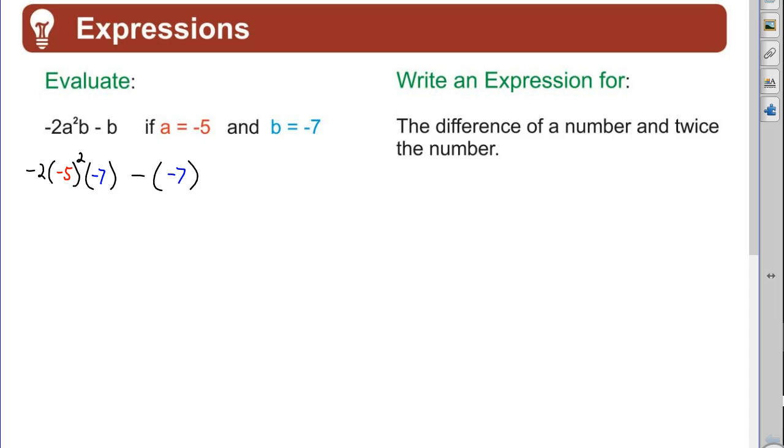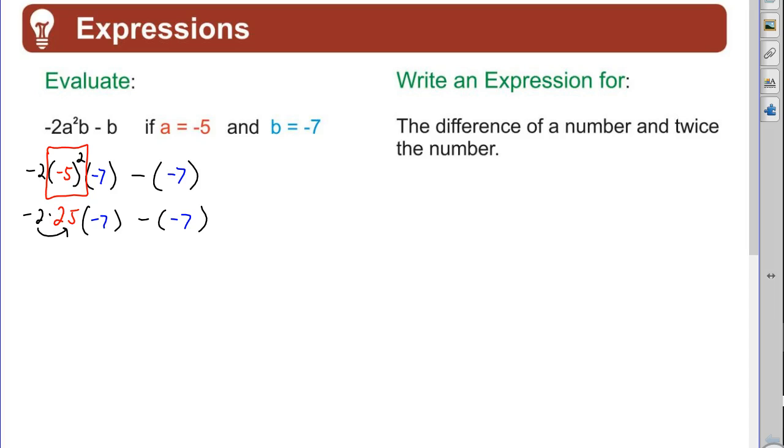Now it becomes an order of operations problem, and we are told to evaluate all exponents first. So -5 times -5 is a 25. I still have the -2, and I still have this -7 minus another -7. Now I'm going to do multiplication, division, left to right.